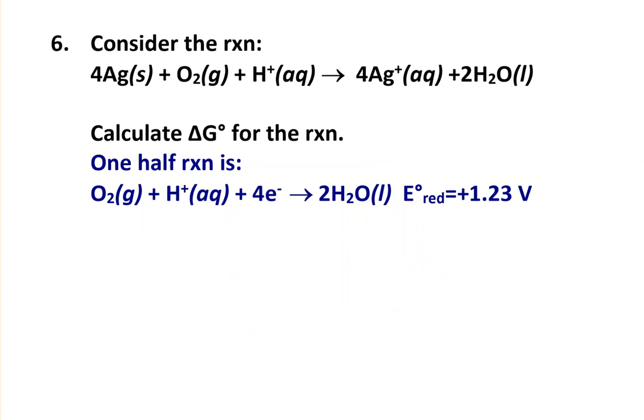So we're going to calculate the change in Gibbs free energy for this reaction as written from left to right. One of the half reactions is given for us. It's not a simpler one because it's not just the metals, but we can see what's left.